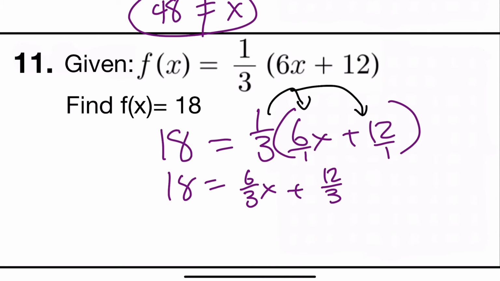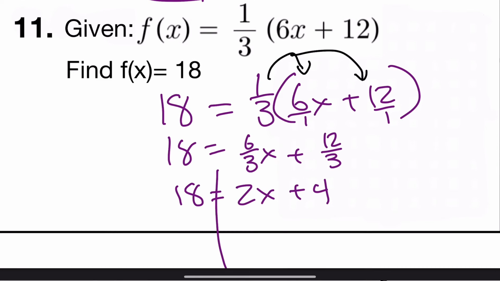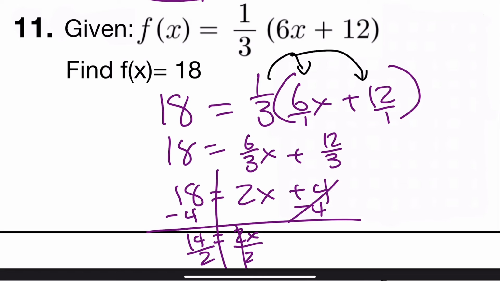Okay, then we're going to simplify. We got 18 equals 6 divided by 3, that's 2x, plus 12 divided by 3, that's 4. All right, now from here, we're just going to solve, and I'm going to squish it together because I'm out of space. So we got 14 equals 2x, and then divide by 2, so that x is by itself, and x will equal 14 divided by 2, and that's 7.